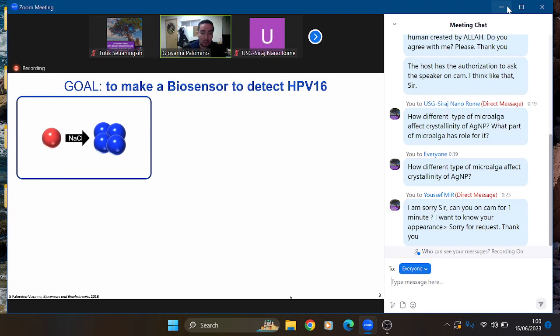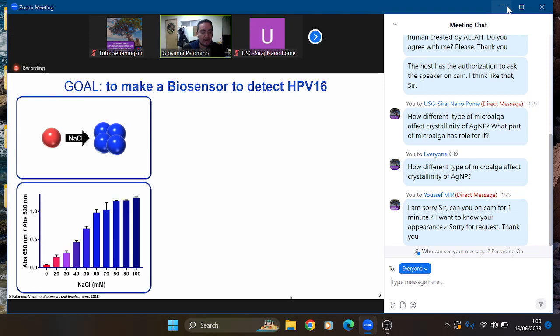Here, I present an aggregation assay where we raise the concentration of salt with gold nanoparticles. We have a steady increase in the gold nanoparticles' blue color, as you can observe in this plot of increasing NaCl millimolar concentration versus the 550 and 520 nanometers ratio. As the salt concentration increases, the ratio rises, revealing the red-blue color change. This color change can be observed by the naked eye.